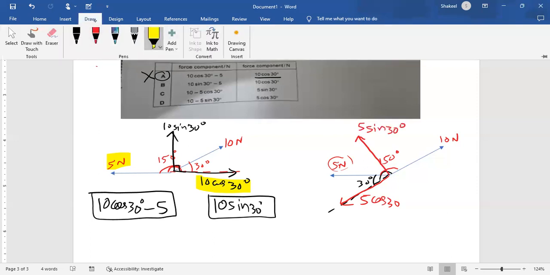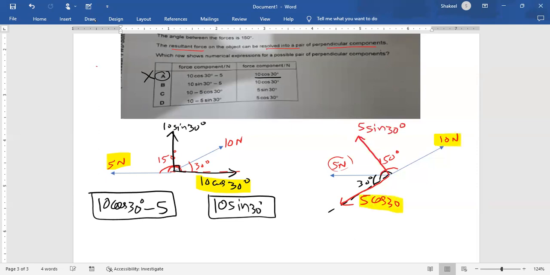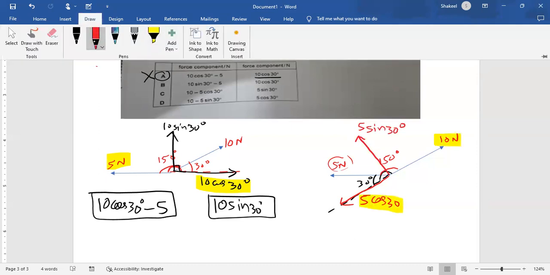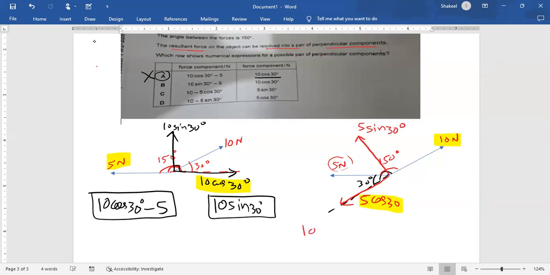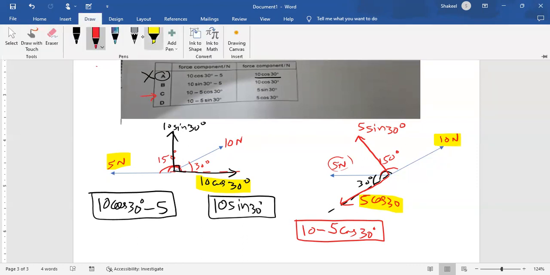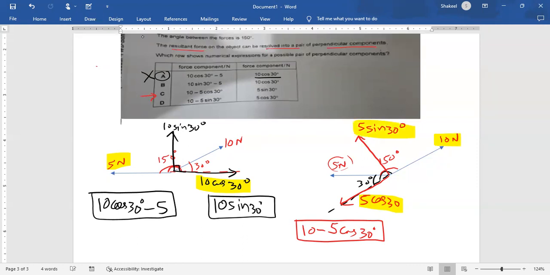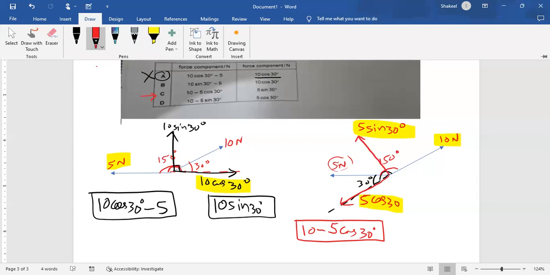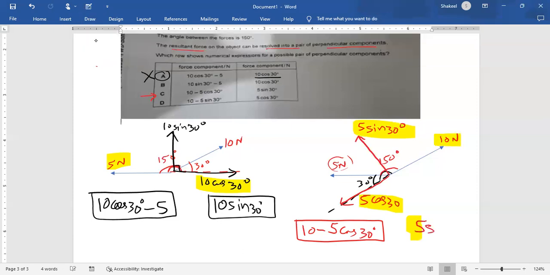Okay, now you see that this is 10 Newton and this is 5 cos 30. So they're opposite to each other. So it means your resultant will be 10 minus 5 cos 30. So now which is only option number C. Now we look at the other component, that is 5 sine 30. So this is the perpendicular component, 5 sine 30. So that's why the option is C.